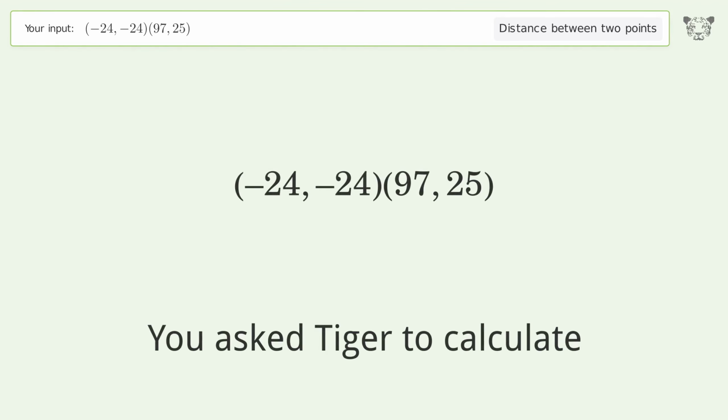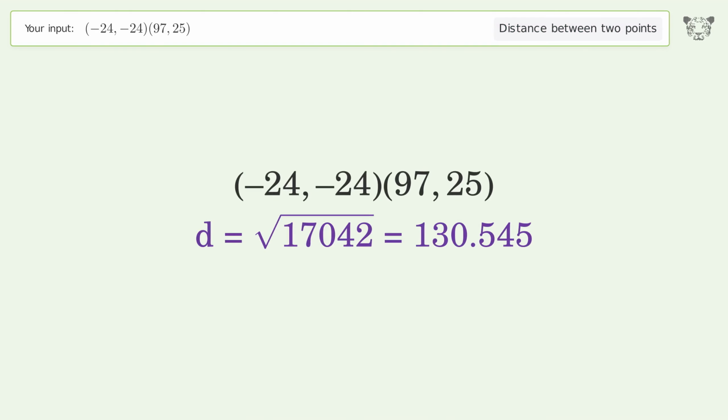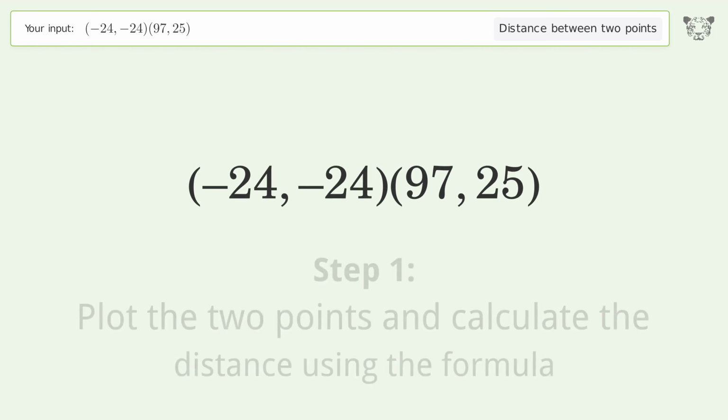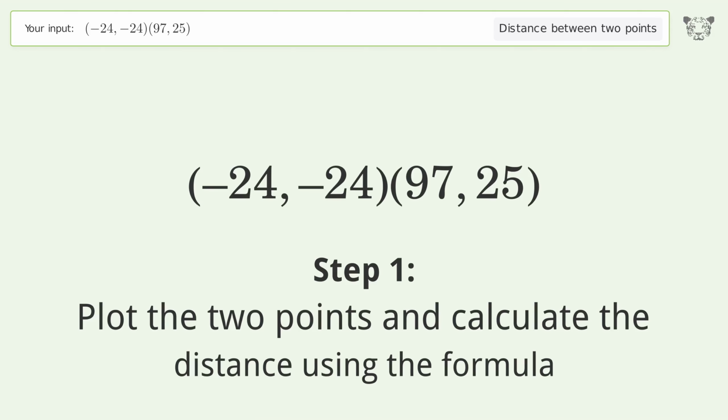You ask Tiger to calculate. This deals with the distance between 2 points. The distance between the 2 points is the square root of 17,042 or 130.545. Let's solve it step by step. Plot the 2 points and calculate the distance using the formula.